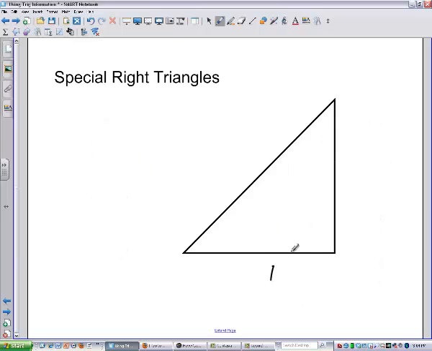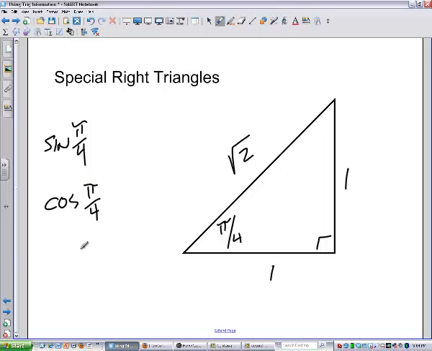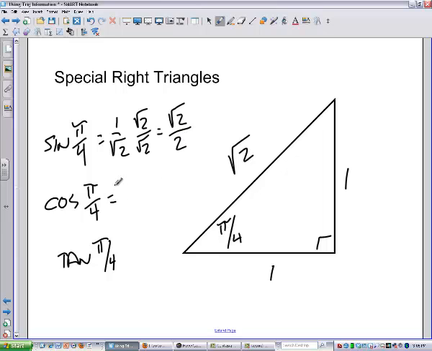The other special right triangle is our good friend, the 1, 1, square root of 2 triangle, which has got pi over 4's all over the place. So the sine of pi over 4, the cosine of pi over 4, and the tangent of pi over 4, we can easily get. The sine is the opposite over the hypotenuse, so that's 1 over the square root of 2, which we're going to rationalize by multiplying by 1. In this case, the 1 is this. And so we're left with the square root of 2 on the top, and on the bottom the square root of 4, which is 2. Cosine is going to turn out to be the same thing. Adjacent over hypotenuse, 1 over the square root of 2, so we'll simplify that to root 2 over 2.